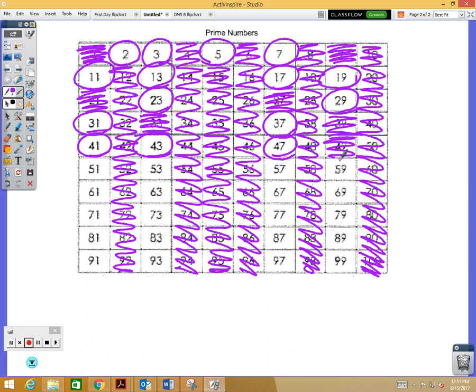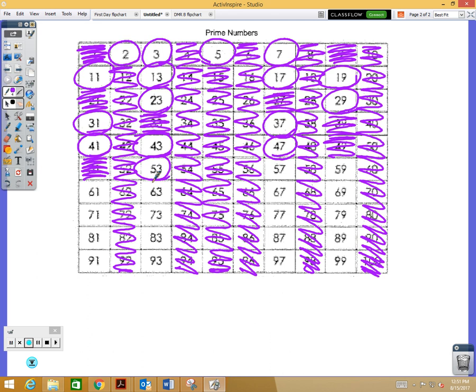51. What's 5 plus 1? So if we add the 5 plus 1, we get 6. And I know that 3 can go into 6. Right? So that means that 51 is divisible by 3. It's 3 times 17. That's not something that we have memorized, but we need to memorize that divisibility rule. So 51 is composite. What about 53? Prime.